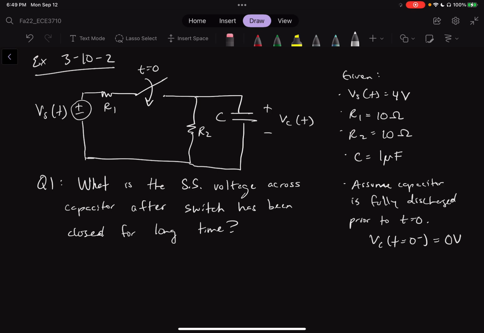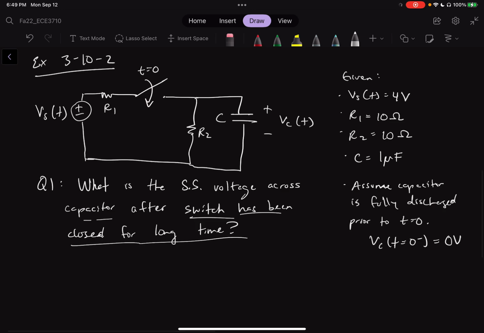At t equal to 0, the switch closes. So if we're talking about the switch having been closed for a long time, then that means we are solving for what? Vc of t approaching infinity. Why? Because the problem statement indicates that the switch closes at time equal to 0. If the switch closes at time equal to 0, and the switch has been closed for a very long time, then that means your time has been approaching infinity.